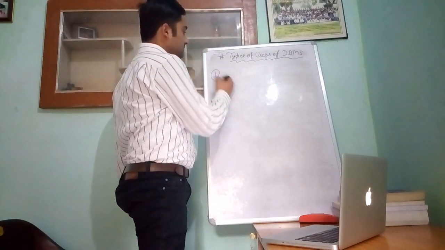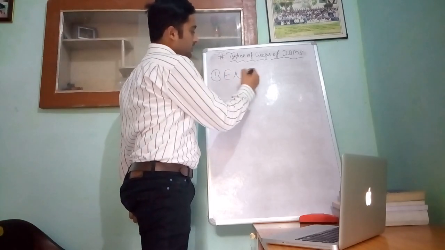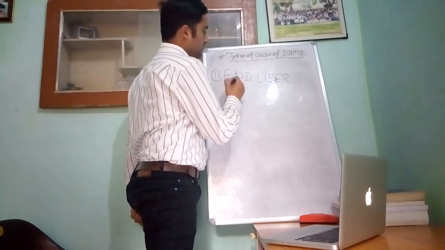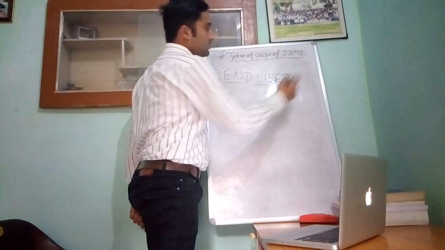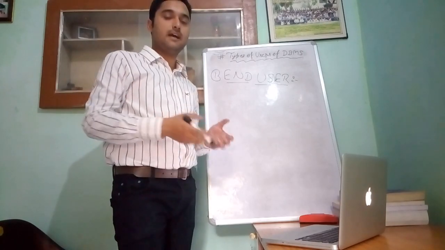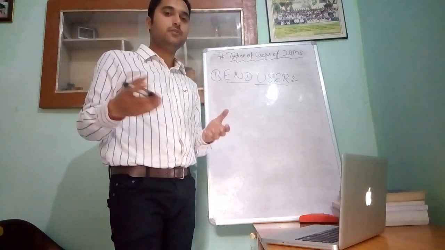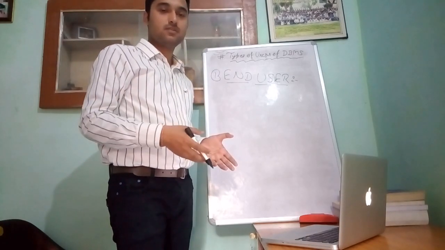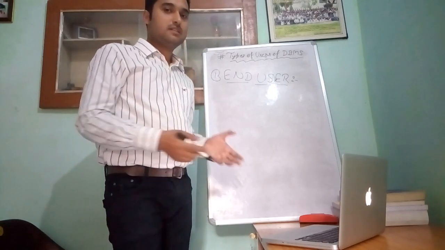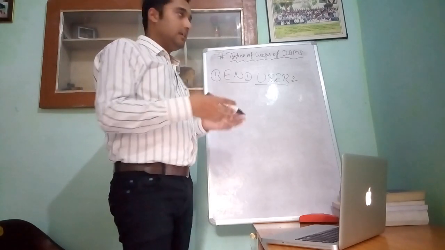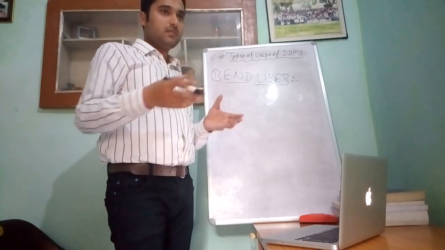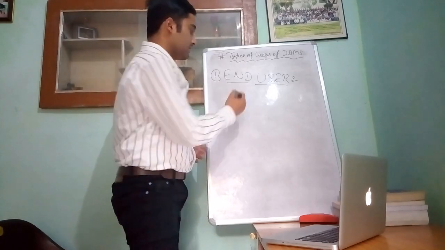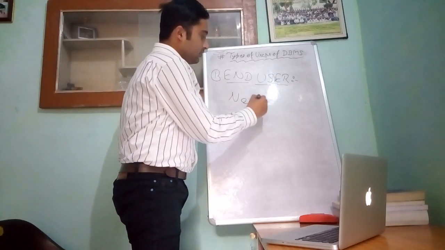The first one is end user. In today's session, we just discuss the different kinds of users we have in the DBMS. I will provide you the theory notes of this topic and the other topics also. But in today's video, we just discuss the whole topic and get the knowledge about it. So the first one is the end user, which is also known as the native user.